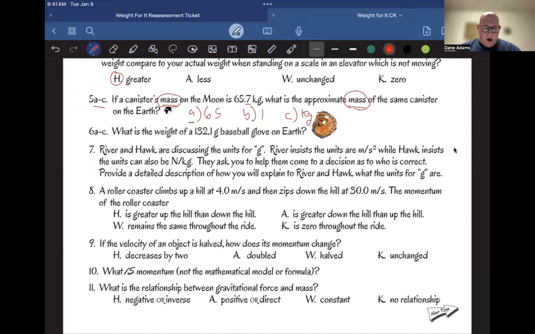Number 6, what is the weight of a 132.1 gram baseball glove on Earth? So weight is equal to mass multiplied by the acceleration due to gravity. That's little g. I have to be cautious here because weight is measured in newtons, not grams. Little g is meters per second squared, but mass is measured in kilograms, not grams.